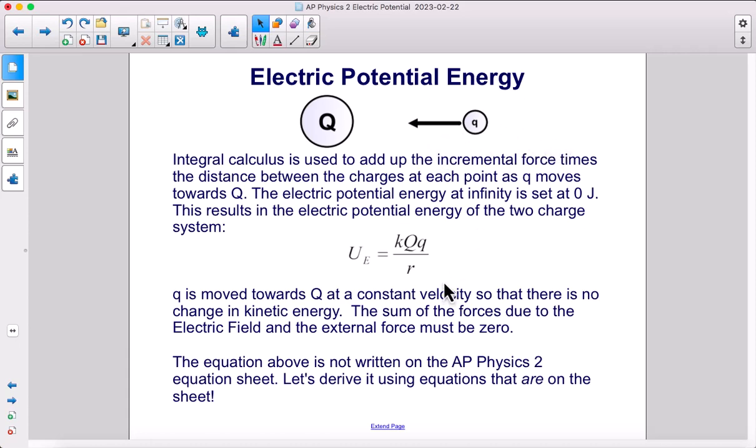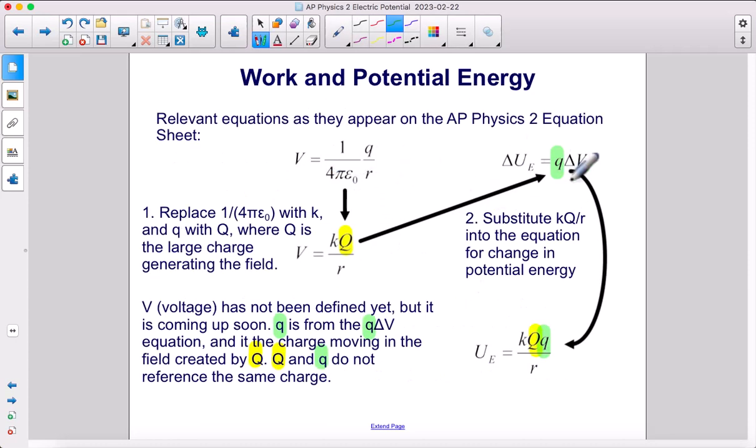The equation above is not written on the AP Physics 2 equation sheet, so let's derive it using equations that are on the sheet. Okay, so here are two equations that are on the AP Physics 2 equation sheet. They both reference V for voltage, which we have not actually covered yet, but we're going to combine these two equations to come up with our equation for potential energy of a system of two charges.